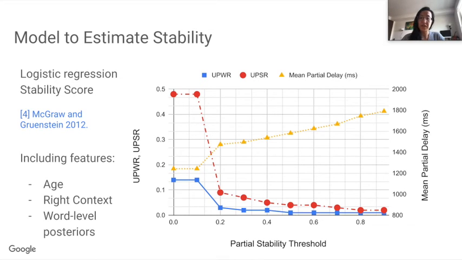As you can see from the figure on the right, the vertical axis again is instability, and the horizontal axis is the partial stability threshold. As we increase the stability threshold from 0.1 to 0.2, there is a precipitous drop of the instability scores. However, we see a sharp increase of the mean partial delay in this region, making it very difficult for us to decide which threshold is the best.